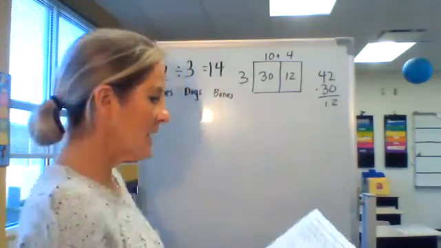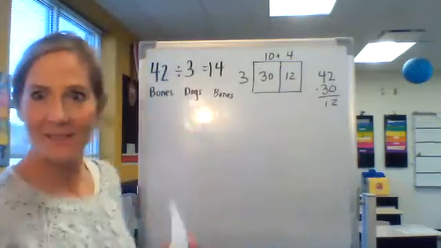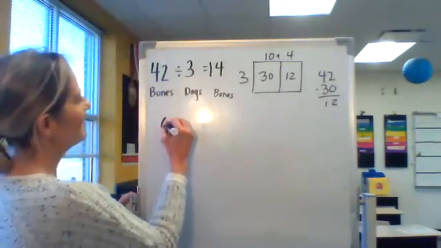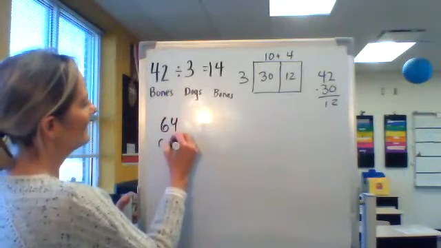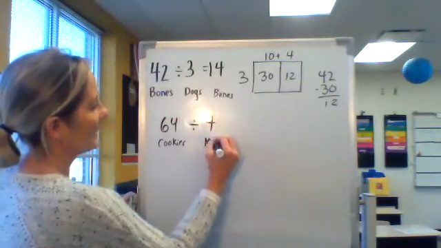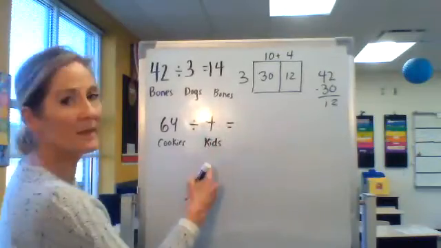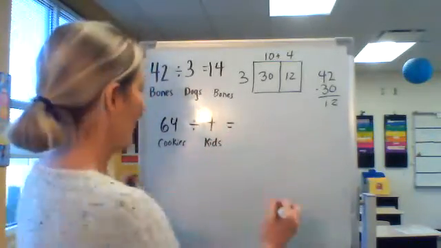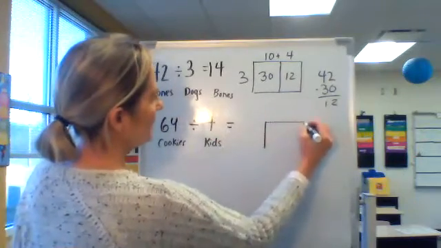The next one is 64, wow, 64 cookies between 4 children. That's a lot of cookies. 64 cookies divided among 4, I'm going to say kids because it's a little shorter, but it's a label and I will know what that's referring to. All right, let's go. 64 divided by 4.